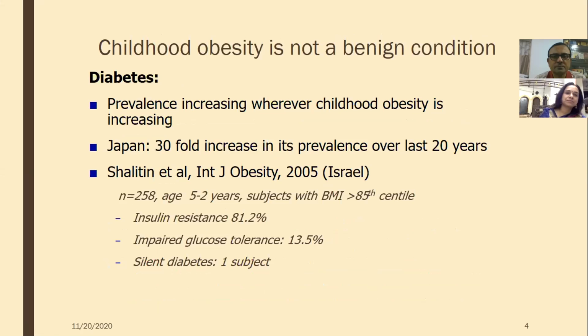What about type 2 diabetes? Globally, as the incidence of obesity is increasing, diabetes is rising in parallel. In a study from Israel in a large number of young children, 5 to 12 years of age, with BMI more than the 85th centile, insulin resistance was present in as much as 81% of children, and impaired glucose tolerance in 13.5%.